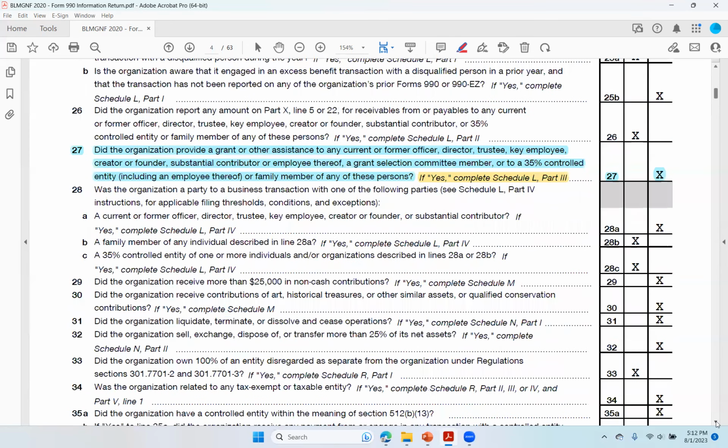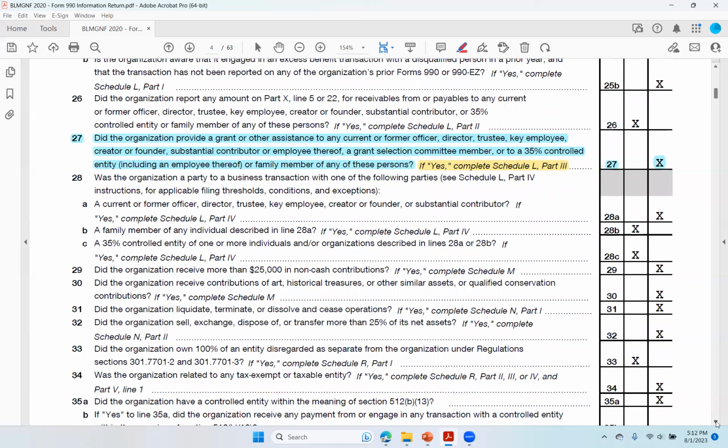The next red flag I identified is with question or line 27. Did the organization provide a grant or other assistance to any current or former officer, director, trustee, key employee, creator or founder, substantial contributor or employee thereof, a grant selection committee member, or to a 35% controlled entity, including an employee thereof, or family member of any of these persons? If yes, complete Schedule L, Part 3.